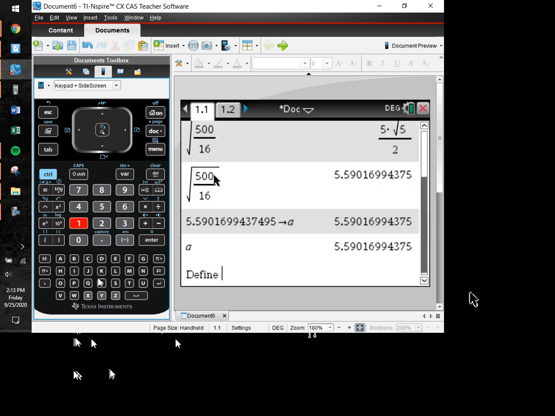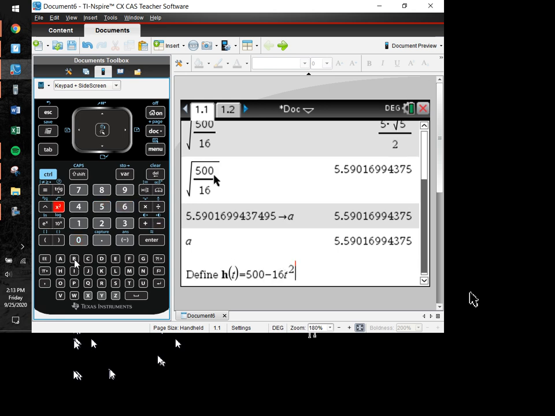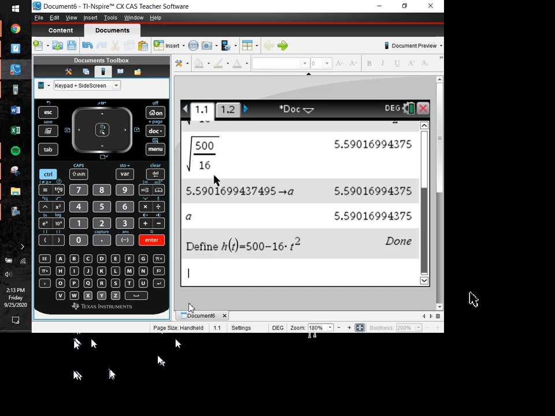Menu 1.1. We're going to define the h of t function that we've already found for this problem. We started with a height of 500 feet, and we lose 16t squared feet for every second that this thing is in free fall. I hit enter, it tells me done, and there are no problems. The next thing we're going to do, and you guys should do this with me right now, and then keep using the same document for the rest of this chapter.